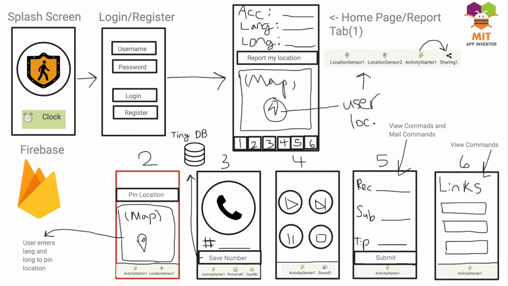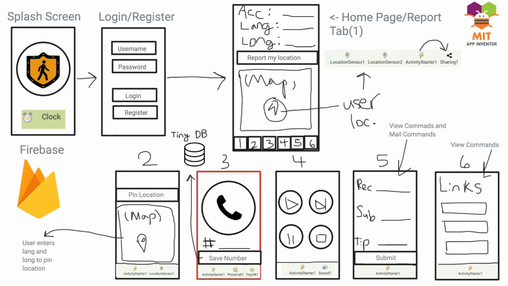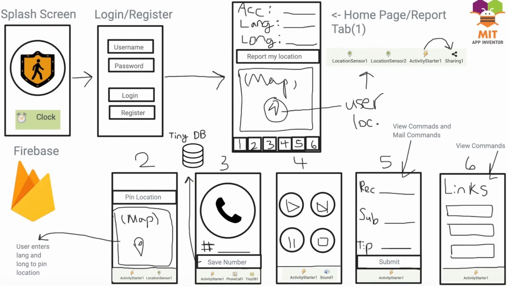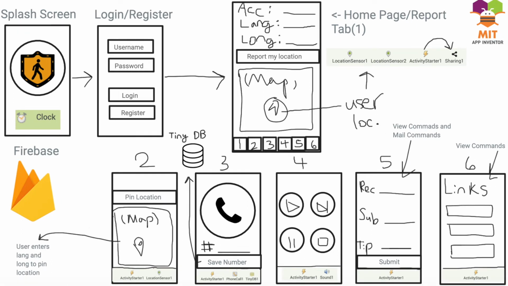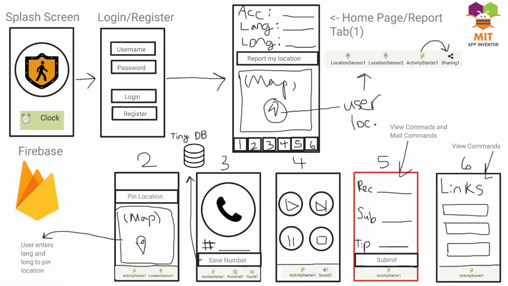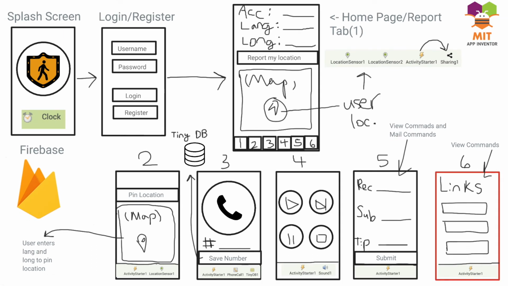Next is the Markers tab, which has similar features as the Report My Location tab. It has an activity starter and a location sensor. The Emergency Phone Call tab uses an activity starter, phone call feature, and a tiny database which is built into MIT App Inventor. This allows the user to save a phone number until changed by the user. Moving on to the Emergency Alarm tab, this tab uses an activity starter and the built-in sound feature for the alarm to function properly. The Crime Tip tab utilizes view and mail commands in the code so the user can submit their tips through email. Last but not least, the Helpful Links tab uses view commands in the code which allows users to access the links properly.